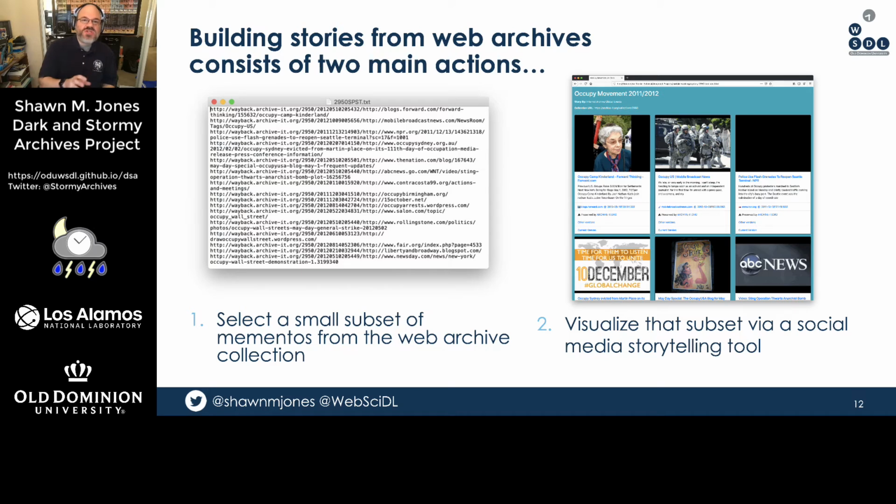And building stories from Web Archives consists of two main actions. One, we want to select a small subset, the magic number being 28. We want to select around 28 mementos from the Web Archive collection. And secondly, we want to visualize that subset via a social media storytelling tool.